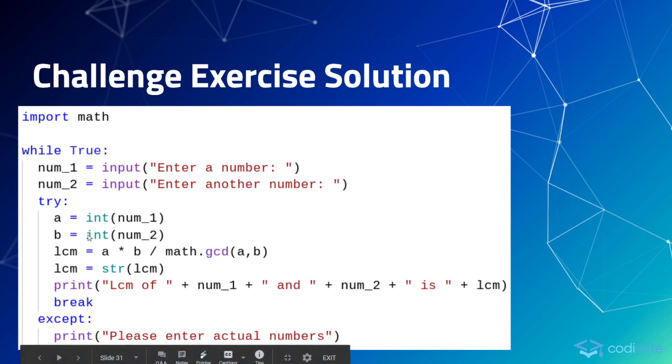So if this happened successfully, we were able to cast both of them as integers, and we were able to actually do all of these calculations and print the result, we would break. However, if there was an error, for example, the user enters something like banana for a number, then we would have an except, and we would print, please enter actual numbers. So in the case that this doesn't work, we would go to the except, and since it's a loop, we'll go back to the top of the loop and ask the user for two numbers.